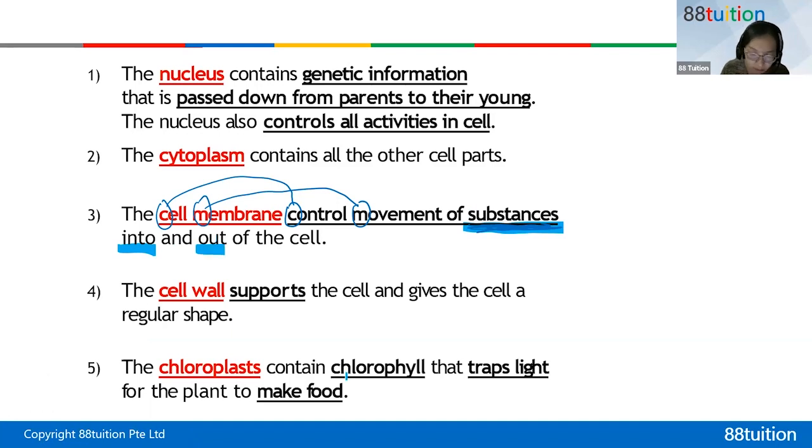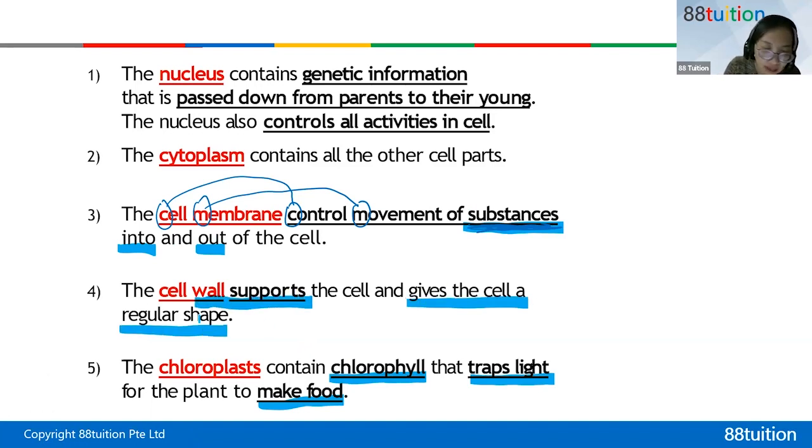Then for chloroplast, you must tell me what is inside. The chloroplast is chlorophyll. What is the purpose of having chlorophyll? Trap light. Why you want to trap light? To make food. Okay, the wall. Think of the wall as a support one. Also gives the cell a regular shape. Okay, nucleus, genetic information passed down to the next generation, or you can say passed down from parents to young. And then second function controls all activities in the cell. Please do not write control all movement. It's all the activities taking place in the cell.